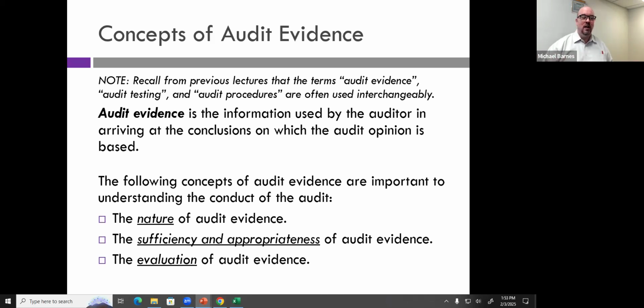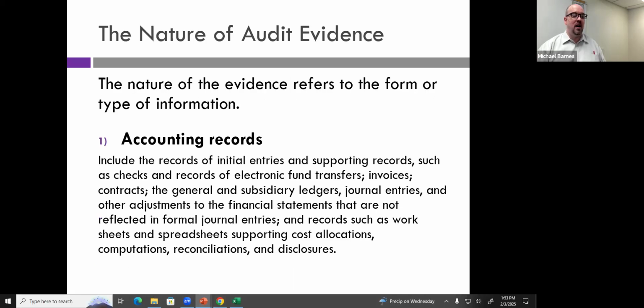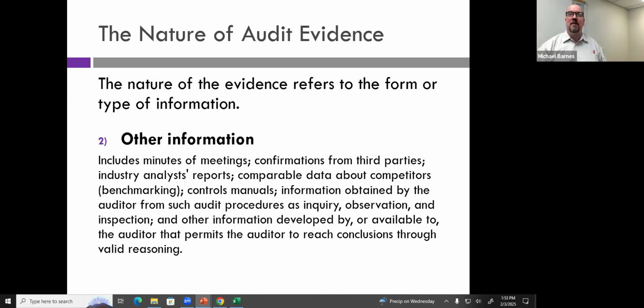Fortunately, I have slides for that. Nature of audit evidence is actually pretty easy, because there's basically two categories of audit evidence. First of these is accounting records, which is a big long definition here, but by now everybody should understand what accounting records look like because you've been reviewing and creating these over the entire time that you've been here at Truman State. So if that's one category, then the second category is everything else.